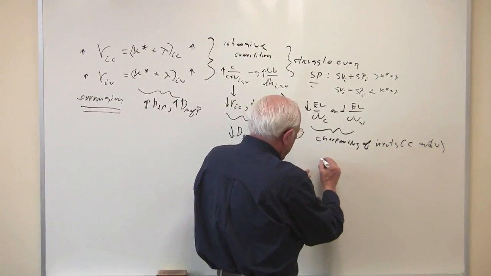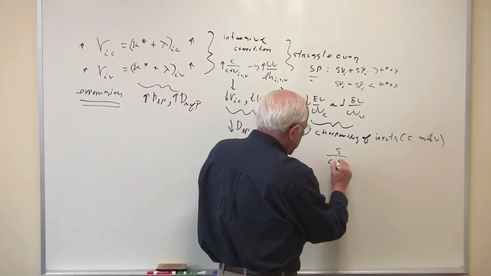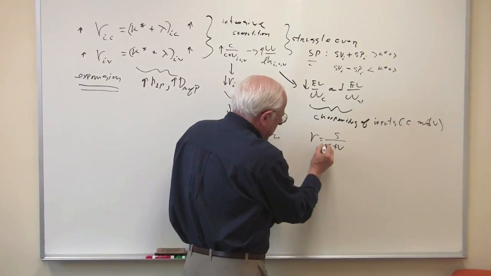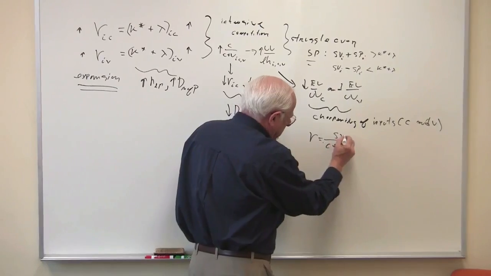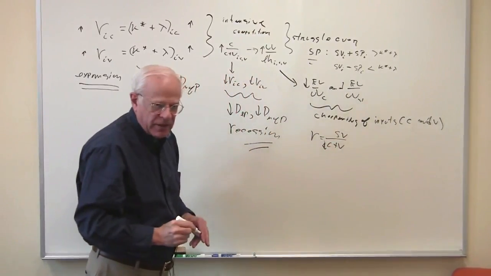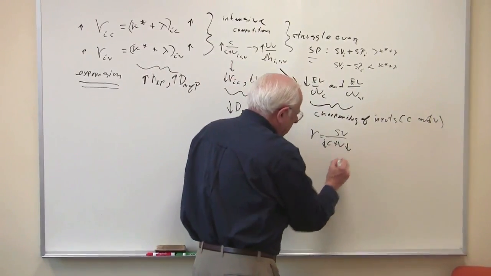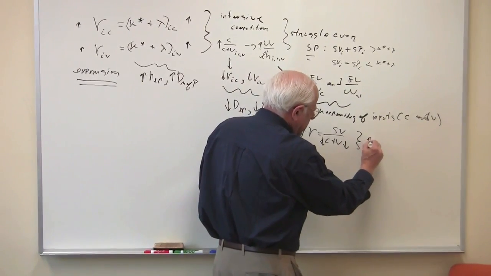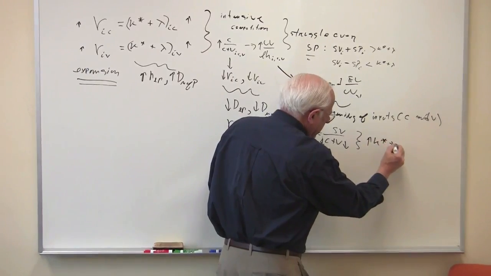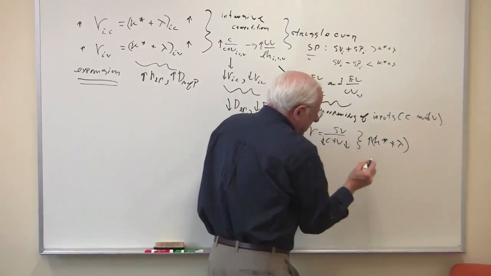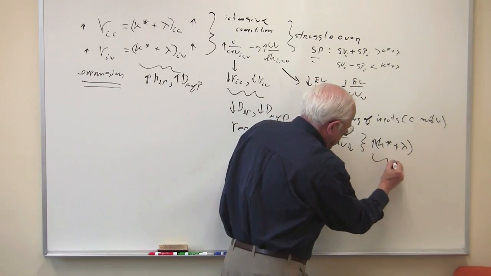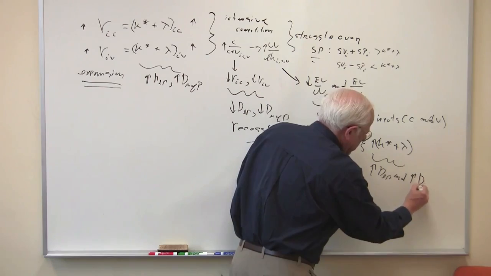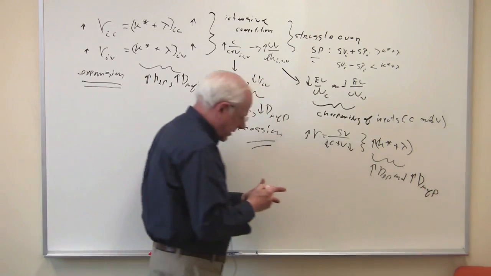Because the rate of profit is S over C plus V, and so you are driving down the cost of C, driving down the cost of V, and driving up the rate of profit, and hence increasing K star plus lambda. And therefore, increasing the demands for labor power and increasing the demands for means of production.